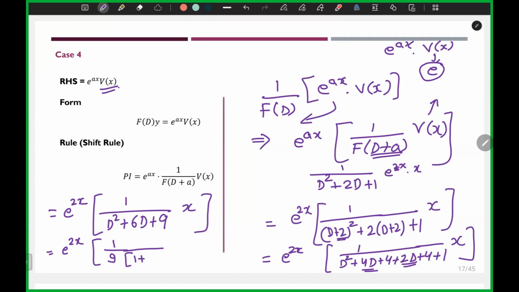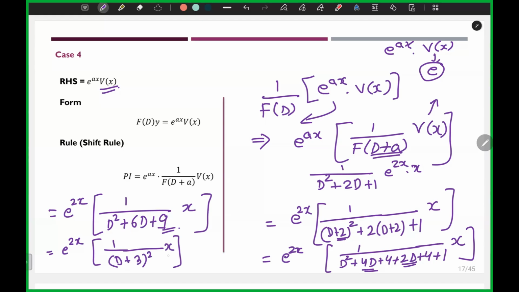Yes, sir. No, it is e to the power 2x that I have taken. Okay, it was 2 e to the power 2x. Yes, sir, that part is okay. Then here we get d square plus 6d plus 9, so it is (d plus 3) whole square. Okay.